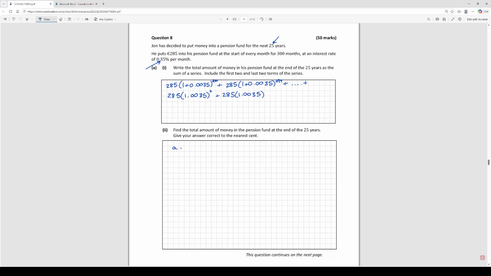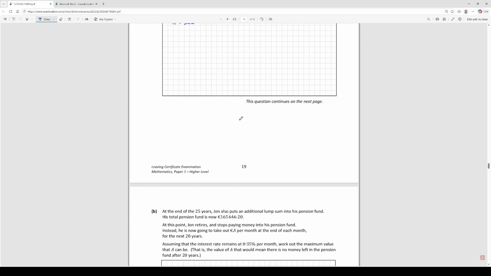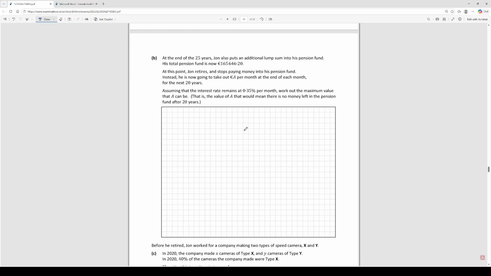I would say A is equal to 285 multiplied by 1.0035. I would say R, we always pick the last one just because the power is the smallest. I'd say R is 1.0035, and I'd say N is 300, and I would use the Sn formula on page 22 of your log tables, which looks like this. Just fill in all of those things in here, throw it in your calculator. Nearest cent means round to 2 decimal places. I'm not going to do it though.